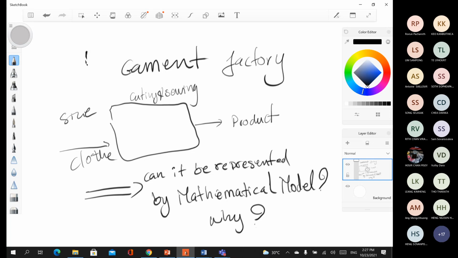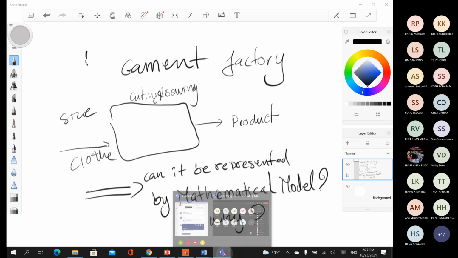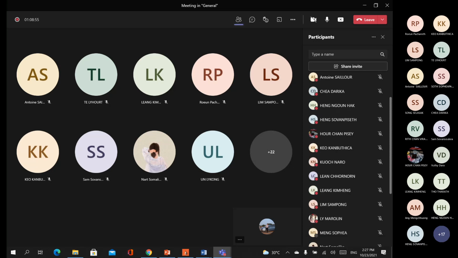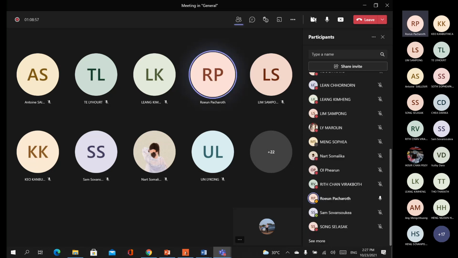So can this machine be represented by a mathematical model? Yes or no? Why? Do you understand the problem?